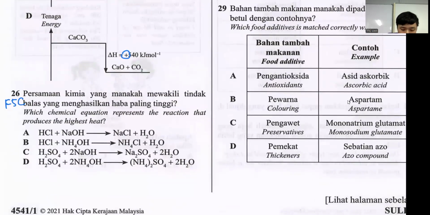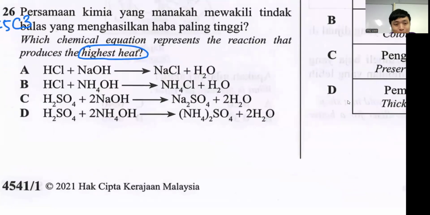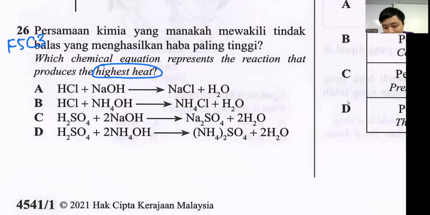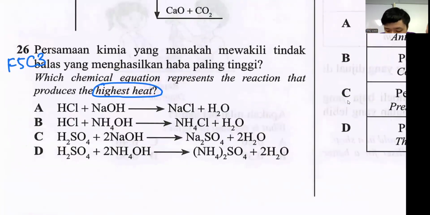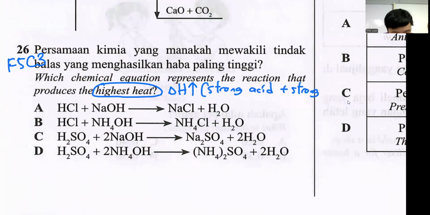Form 5, Chapter 3 also. This is the heat of neutralization. Okay, they ask you which chemical equation produces the highest heat. Normally, I told you, right? When the heat of neutralization is very high, normally it's between the strong acid and the strong alkali. Strong acid and strong alkali normally produce a very high heat. If you see weak, it means lower already.